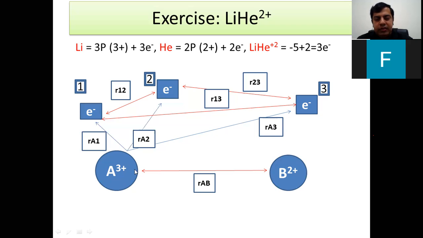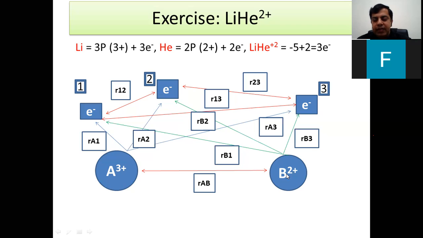R belongs to this nucleus and 3 belongs to this third electron. Similarly you can do with the B positive, and this is the attraction between B and electron 1, and that's why it is written RB1. And the second is RB2, because it is the attraction between this B2 positive and the electron, and the third one is the attraction between B and the third electron. So this is all about the total maximum attraction forces available.